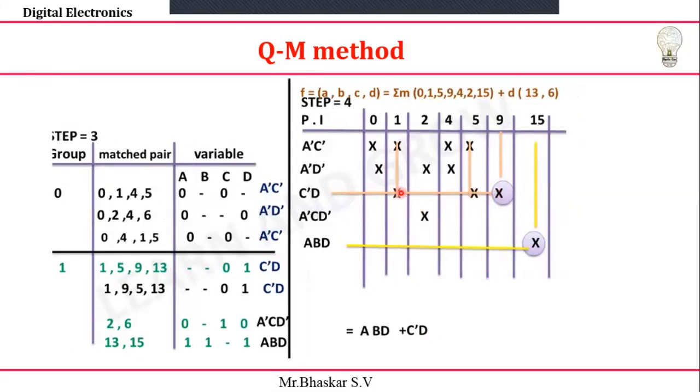So nothing but the minterms 1 and 5 are covered. Once it is covered, this one will also cover and this one will also cover, because both are 1 and 5 only, right?